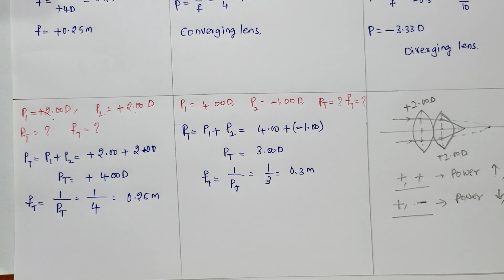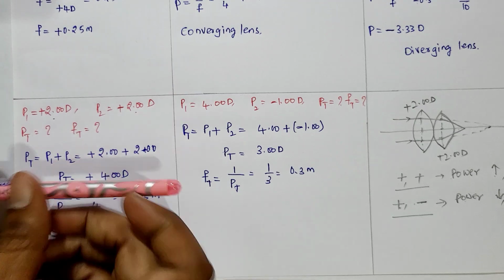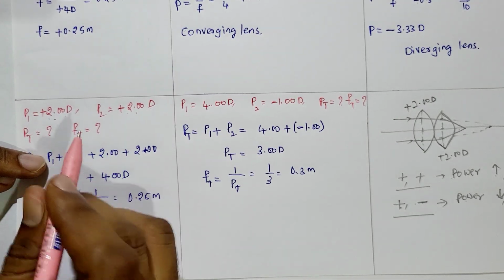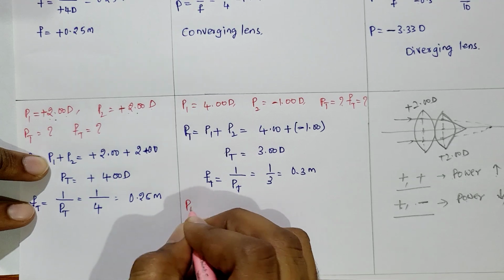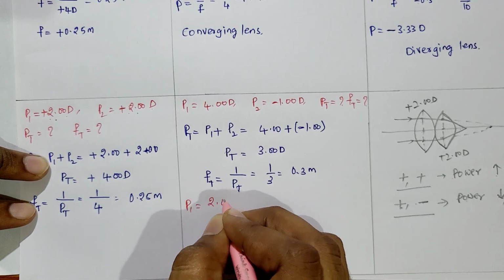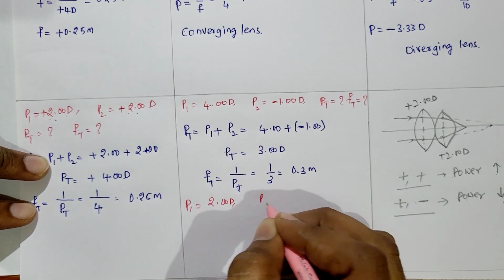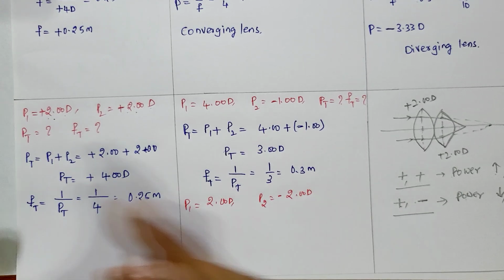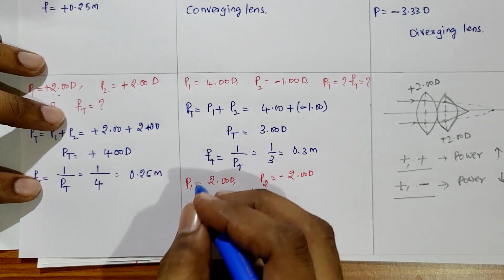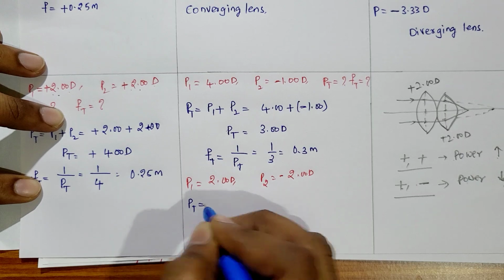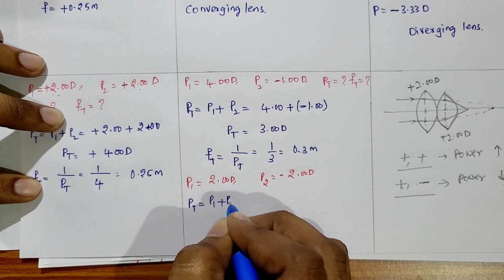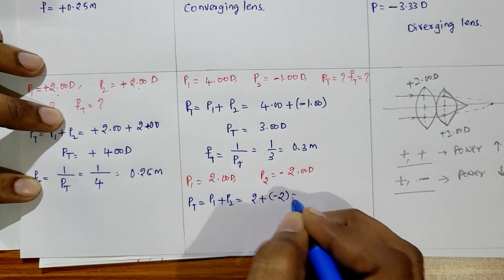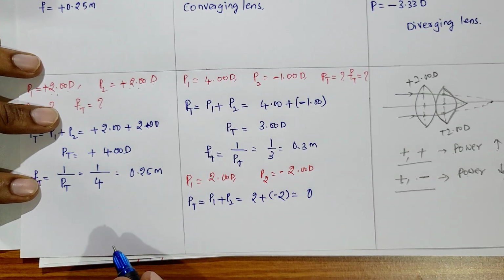See now, shall we take this one. Power is plus 2 diopter, power is plus 2 diopter, correct? Now if I take power of the first lens P1 is equal to 2.00 diopter and power of the second lens is minus 2.00 diopter. What happens now? Total power will be P1 plus P2, that is 2 plus minus 2. It became 0. Power is 0.